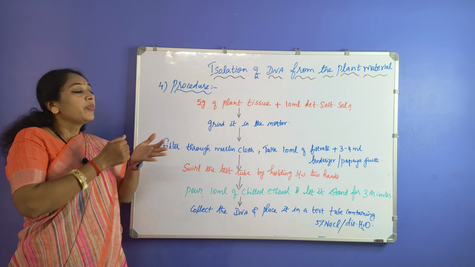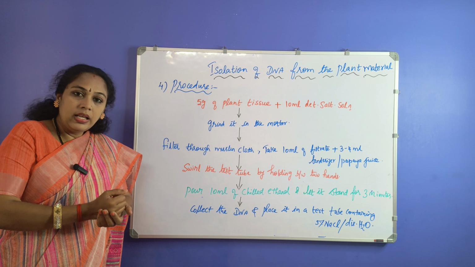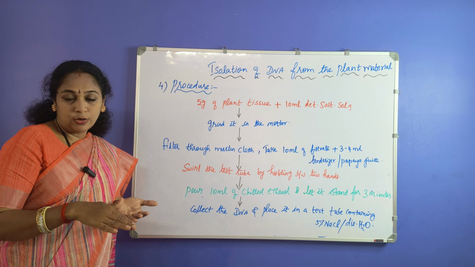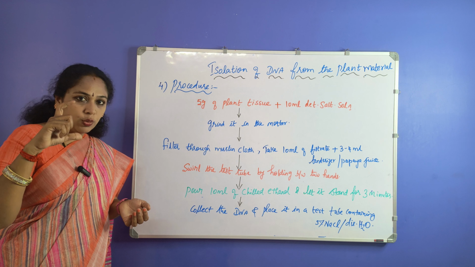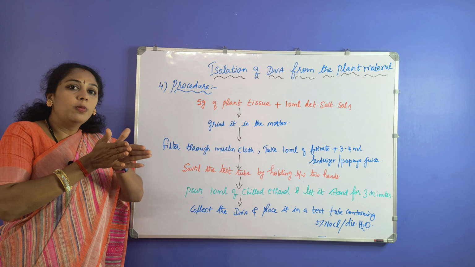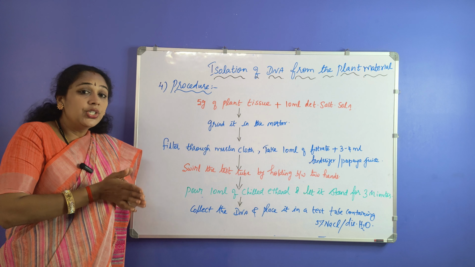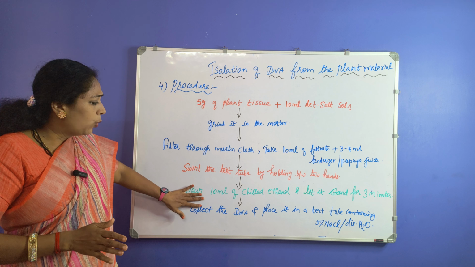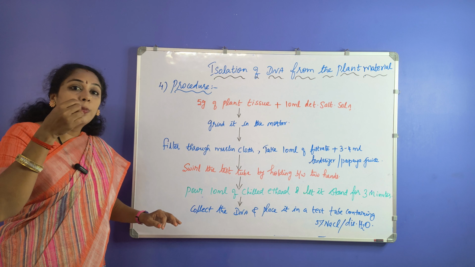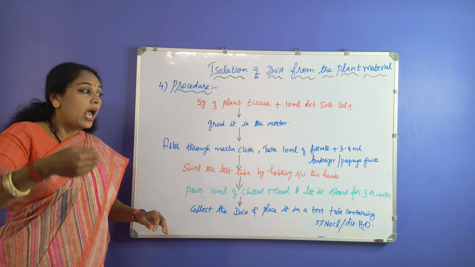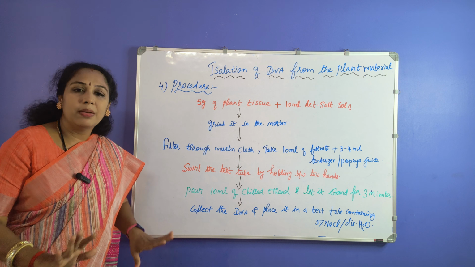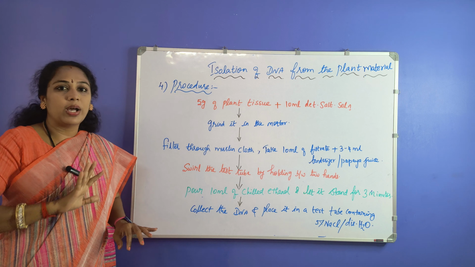So what you do: you grind the plant material, add the detergent solution, and filter it through the muslin cloth. To the filtrate you get, you add the tenderizer, and the test tube is swirled between your two hands. Then you pour 10 ml of chilled ethanol, which I have told already. You pour the chilled ethanol along the sides of the test tube, and then you have to leave it for 2 to 3 minutes.